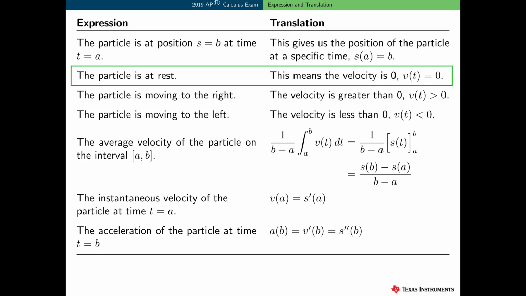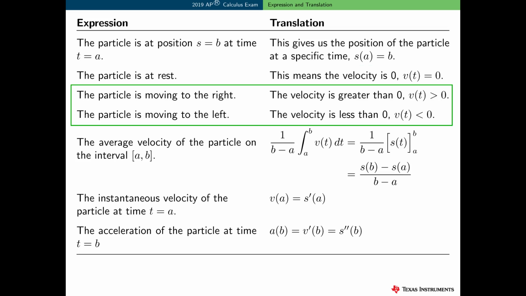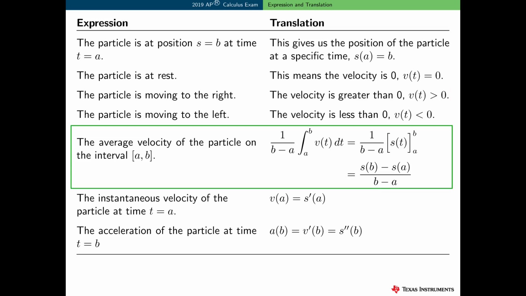The particle is at rest means the velocity of the particle is 0. The particle is moving to the right means the velocity is greater than 0. And similarly, the particle is moving to the left means the velocity is less than 0. The average velocity of the particle on the interval a to b is given by this expression.